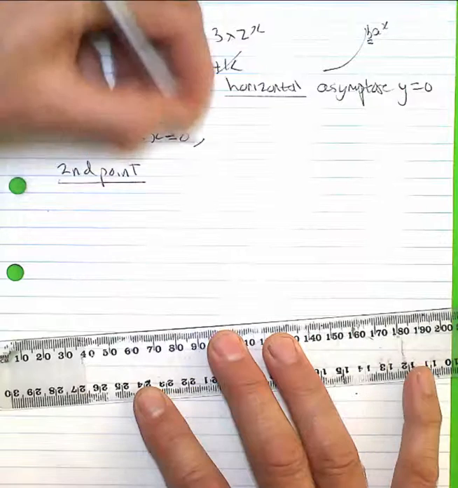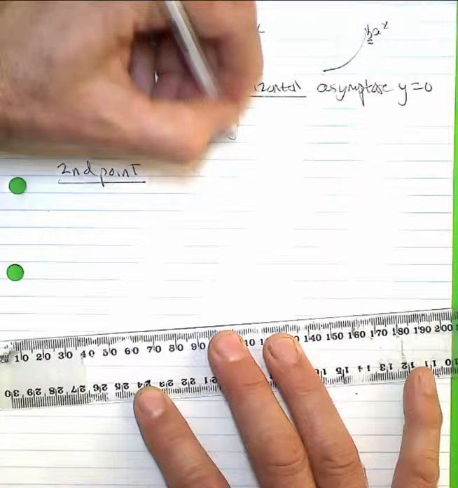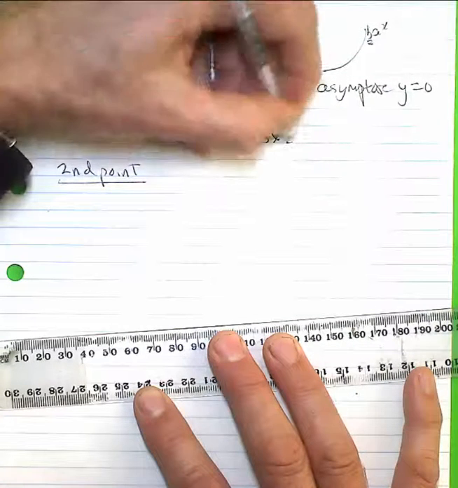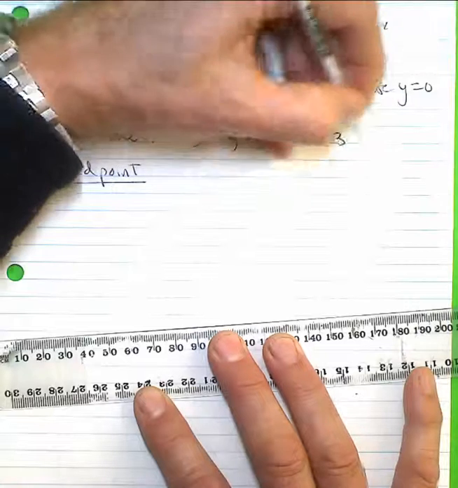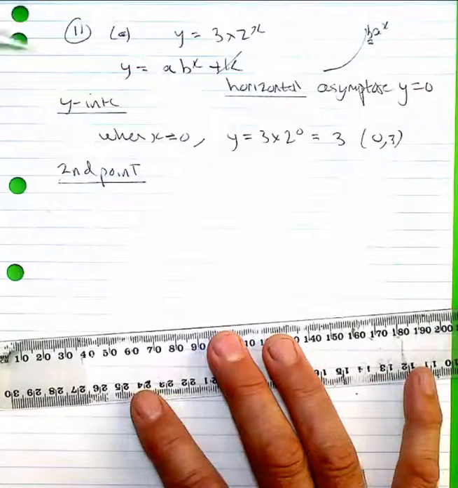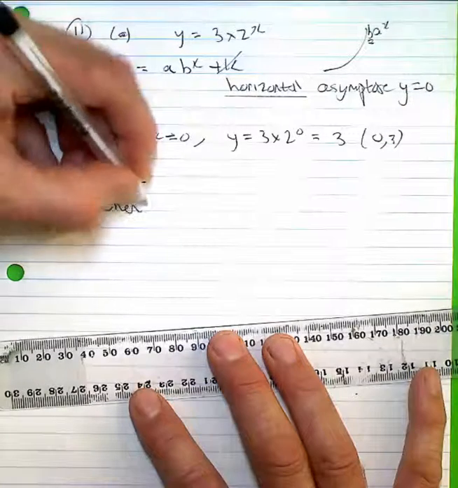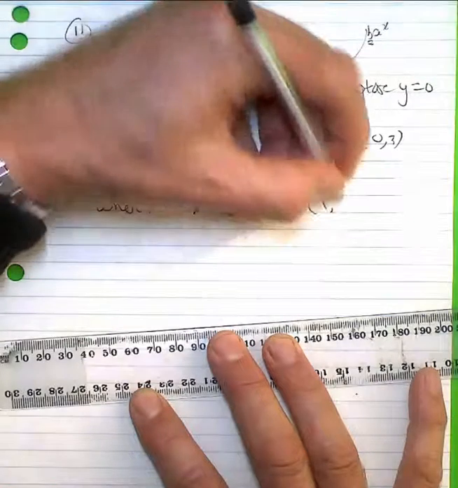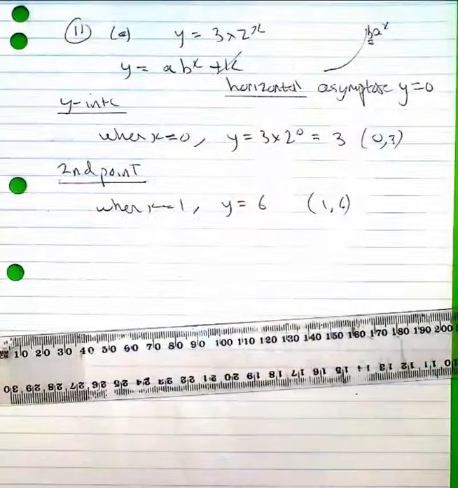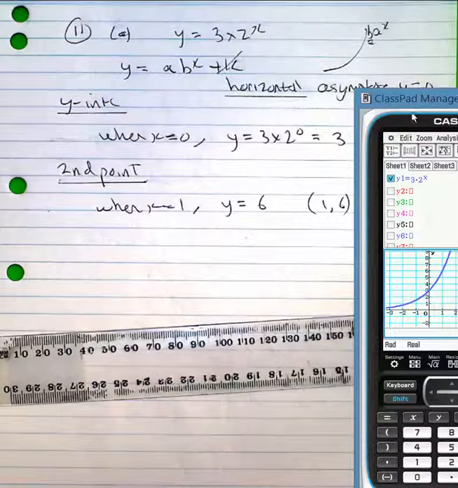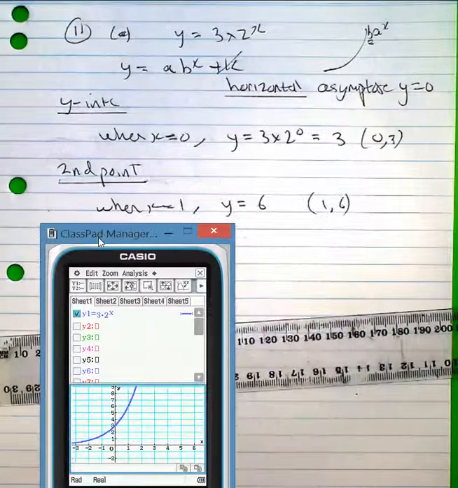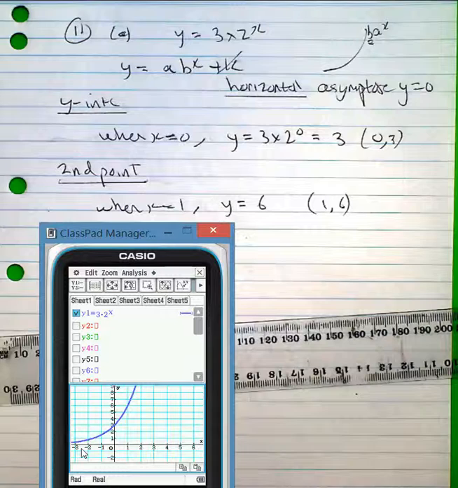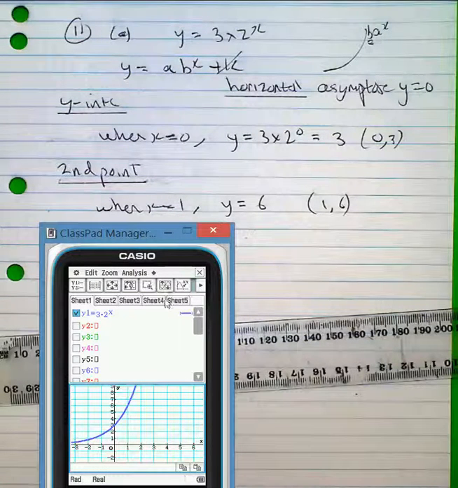Even at this stage, you've got to write down that factor. Or 0, 3. Second point, x is 1, y is equal to 6, so I've got 1, 6. If you want to check that on your calculator, you can see that we've definitely got a graph for horizontal asymptote y is 0, the 0, 3, never touching the x-axis.